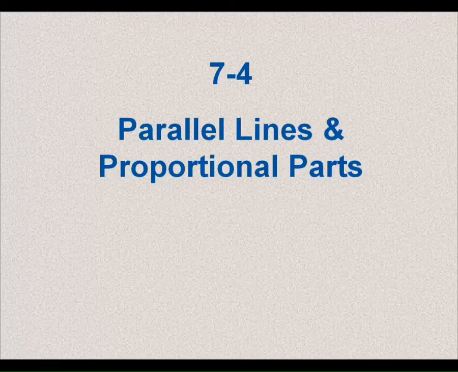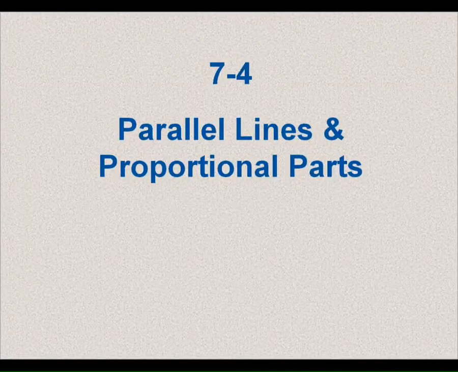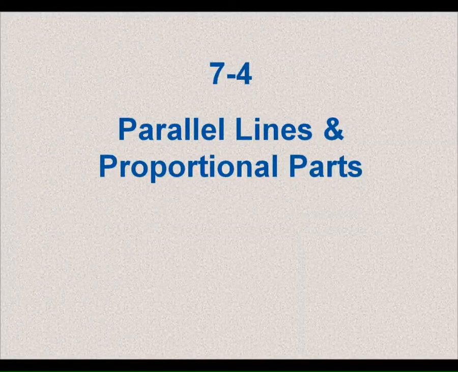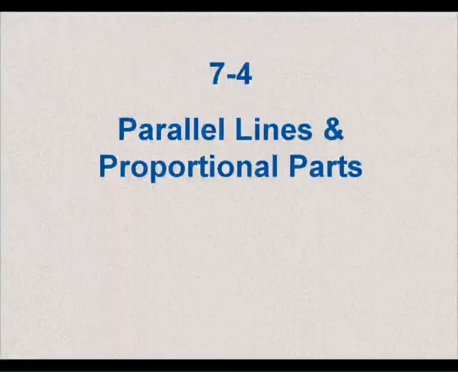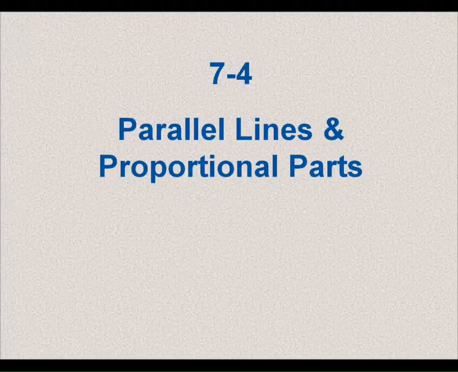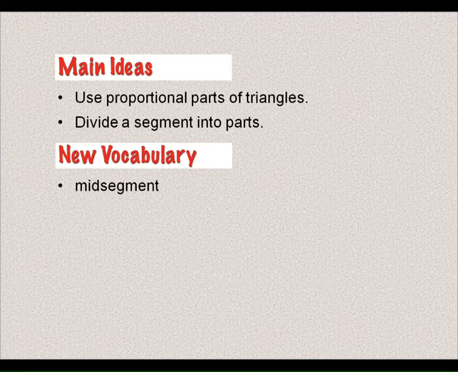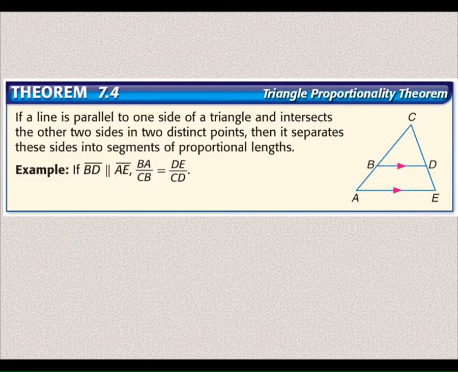This is 7.4, which is parallel lines and proportional parts. Okay, again, your postulate sheet's going to be useful here if you have it around, because it covers some of those theorems, or all the theorems we're going to talk about. The first one is called the triangle proportionality theorem, 7.4 on your sheet.